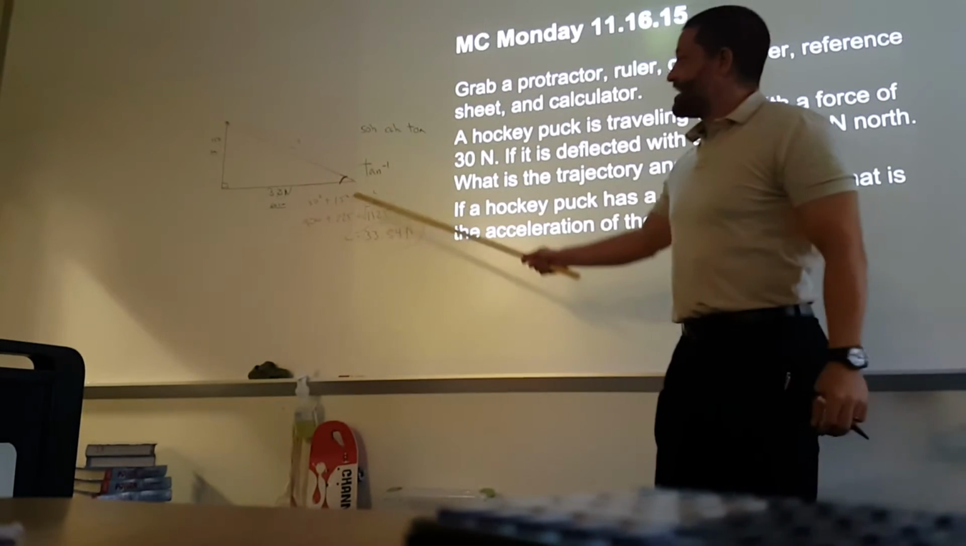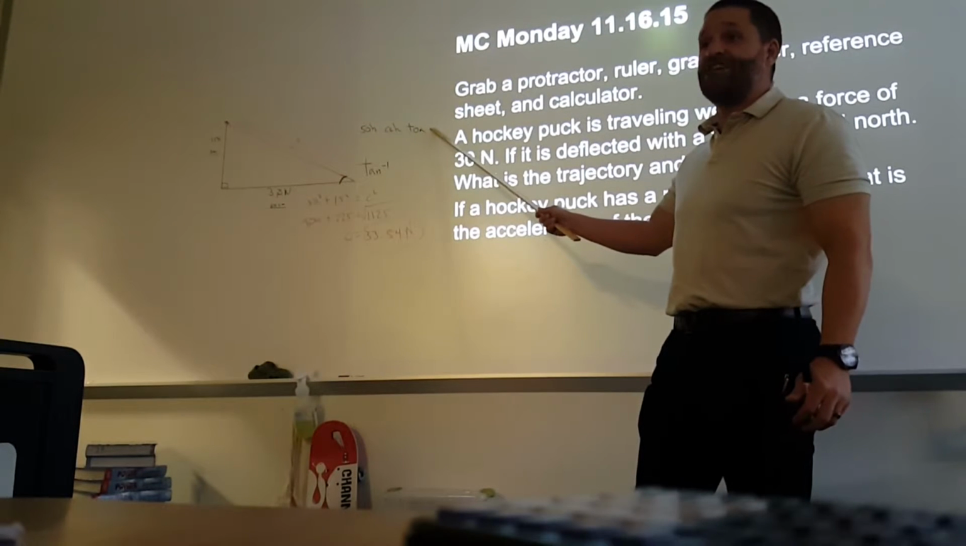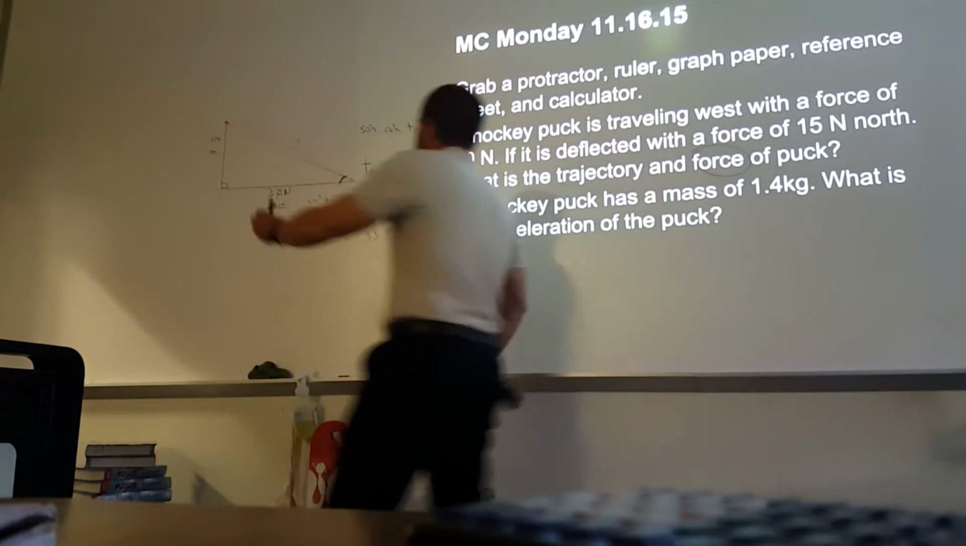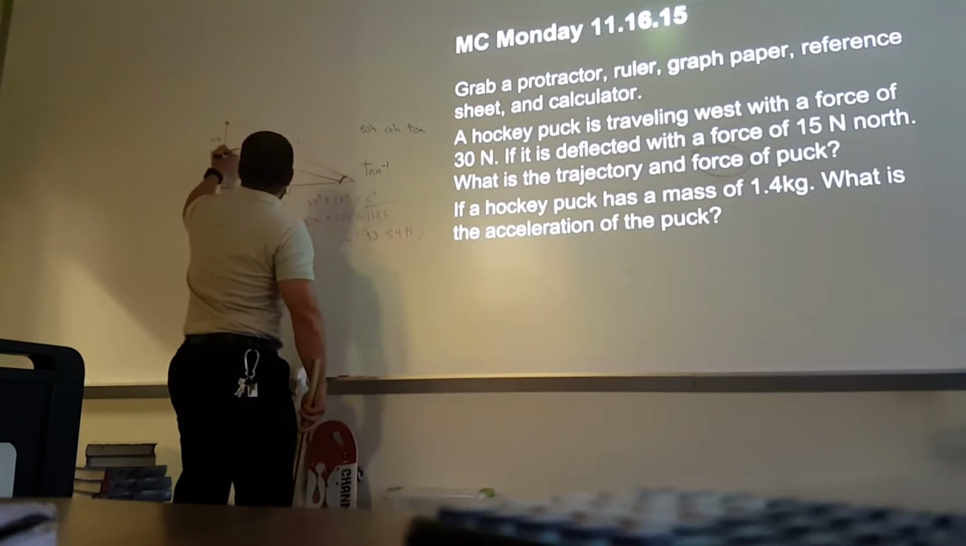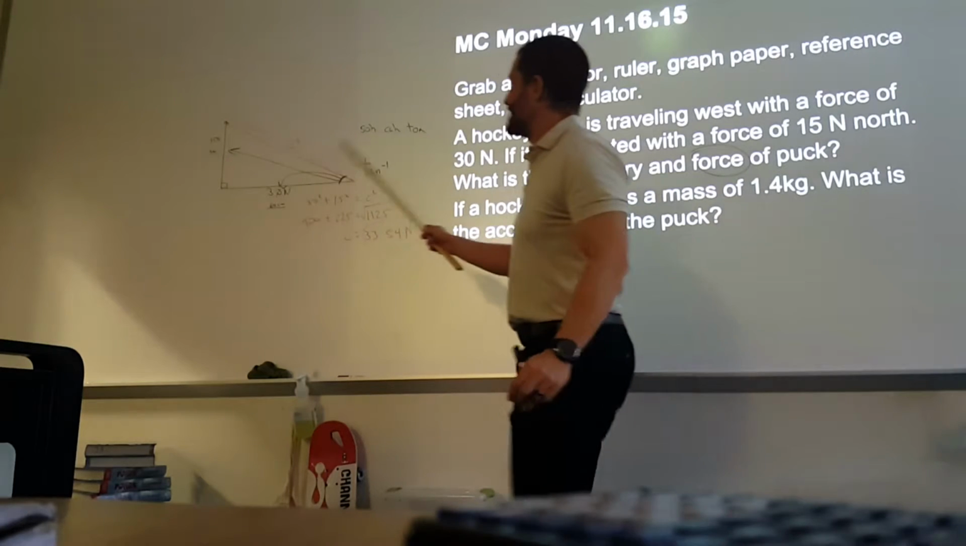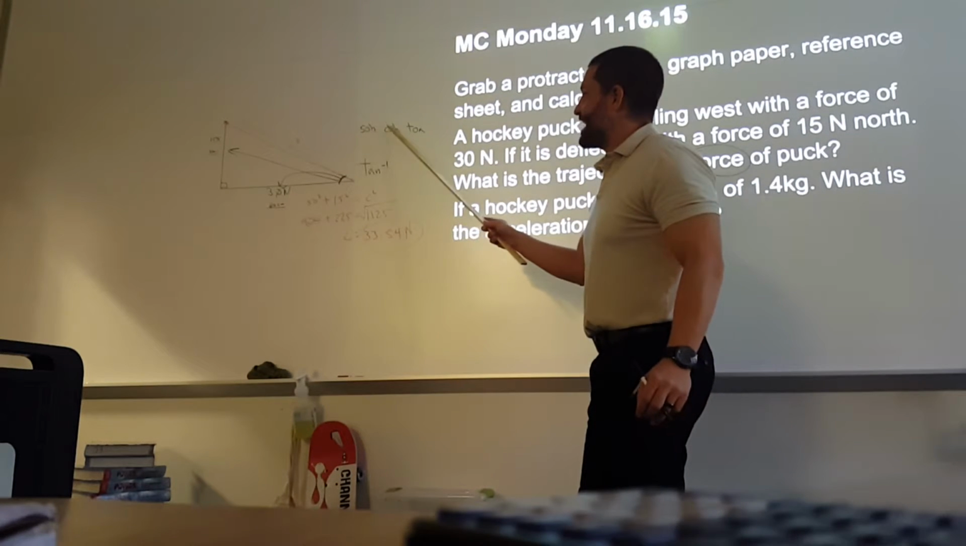Now, watch this. I'm going to use tangent. Tangent is opposite over adjacent, right? This is the opposite. This is the adjacent. This is always the hypotenuse. That's the H. H is hypotenuse. O is opposite. A is adjacent.